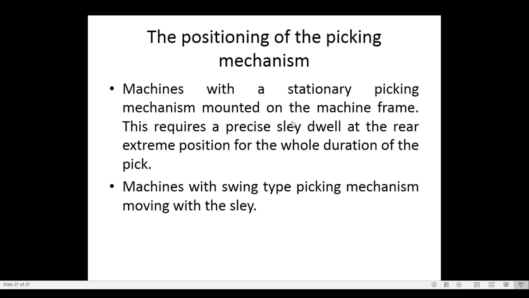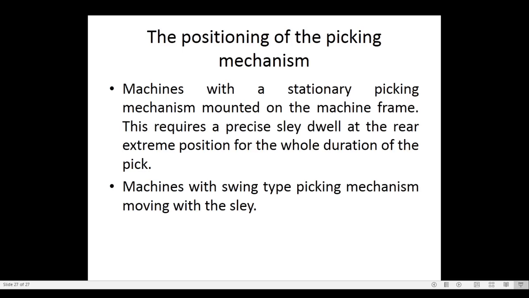So this is shuttleless weaving. One advantage of shuttleless weaving is here: the sley is having the dwell. In a conventional loom, the sley is not having the dwell. The sley is moving forward and backward with eccentricity. While coming forward it will go fast, and while going back it will go slow. But in shuttleless we have the sley dwell. It means that when the sley is at the back center, it will stop for a few degrees, 60 degrees, 90 degrees, depending upon the weft insertion timing.